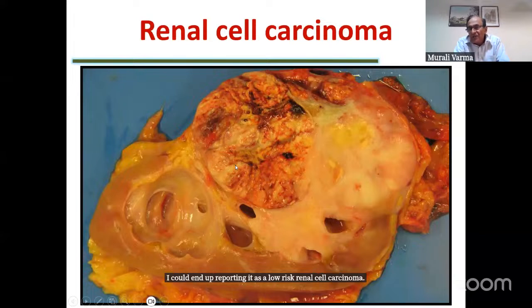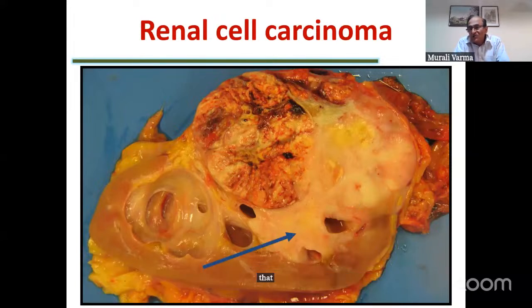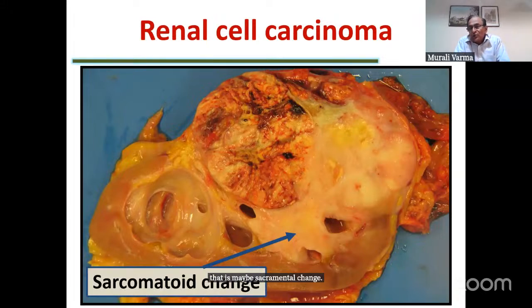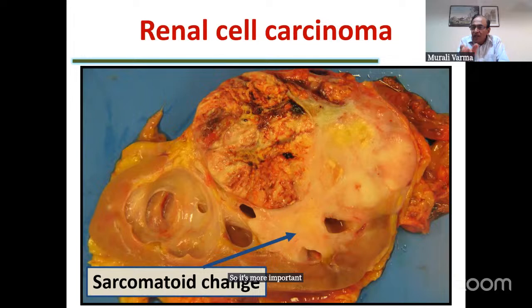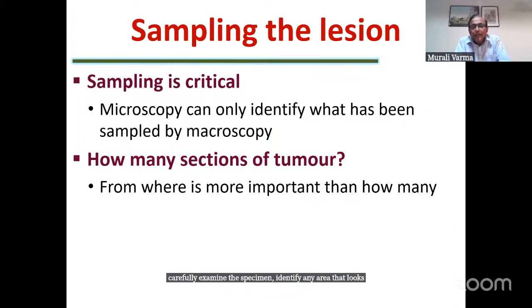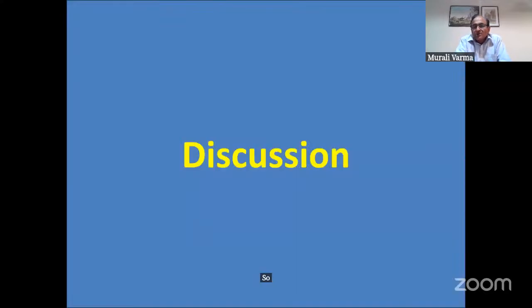But if you are a reasonably experienced GU pathologist, what you will recognize is that on the side you've got these white areas, these fleshy white areas, that is maybe sarcomatoid change. That was sarcomatoid change. So my point here is it's not about how many blocks you take, but where you take the blocks from. You could take 100 blocks of that variegated area and still get the wrong diagnosis if you missed it. So it's more important to take thin slices, carefully examine the specimen, identify any area that looks different, and sample it. So from where is more important than how many.